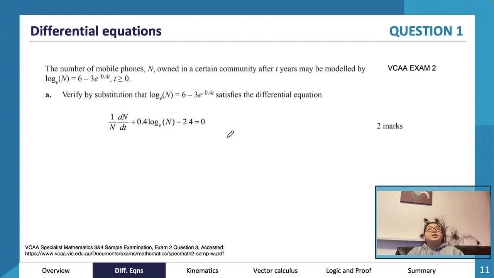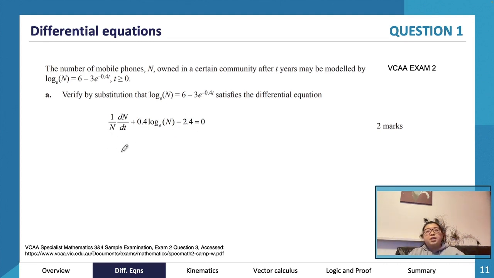Cool. Alright, so let's talk about this question here. The number of mobile phones N owned by a certain community is going to be modeled by this equation: 6 minus 3e^(-0.4t), where t is bigger than 0. So they want us to verify by substitution that ln N equals 6 minus 3e^(-0.4t) satisfies this differential equation. Okay, so we look at this side. This side is evidently more complicated, so that's what we're going to work on.